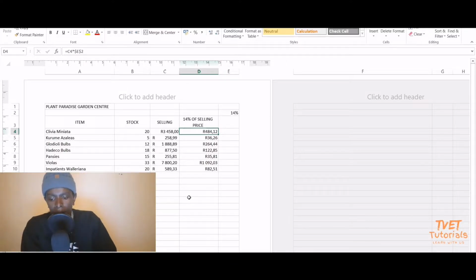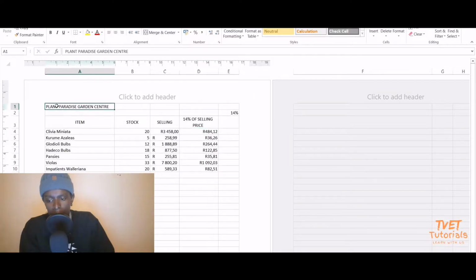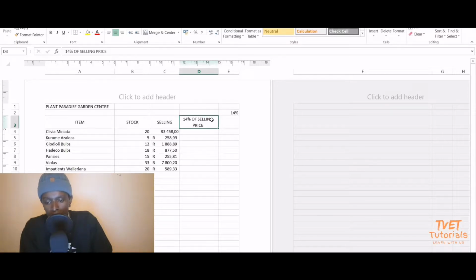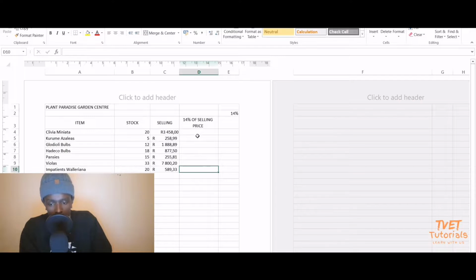On my computer, I have a spreadsheet that has been created already, and we have populated some information. The spreadsheet is labeled Plant Paradise Garden Center, and we have a 14% here. Take note of this 14% because we are going to use absolute cell referencing to identify and refer to this cell. We are required to determine 14% of the selling price that has been typed in this cell. Basically, we are going to use the absolute cell reference function to inform Excel to use this particular cell and refer to it every time we do the calculations on each and every cell over here, right?